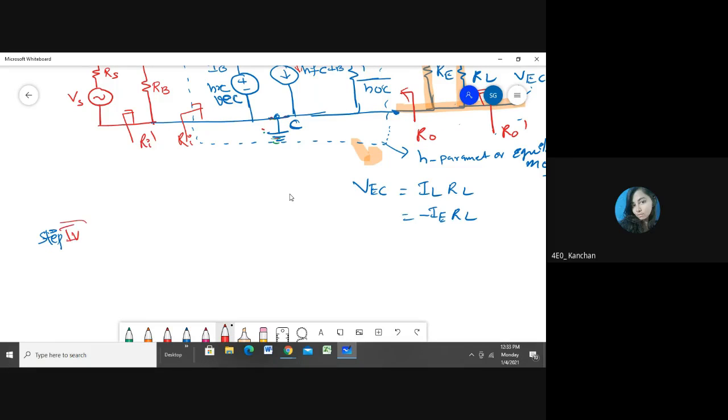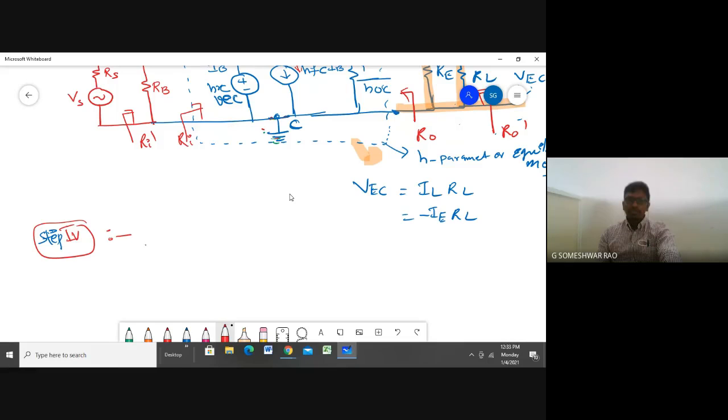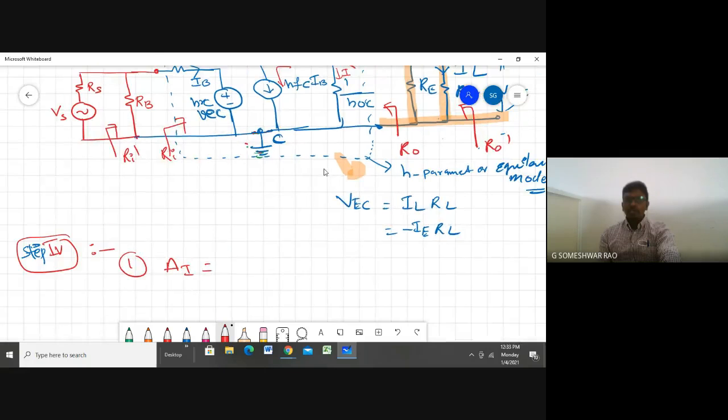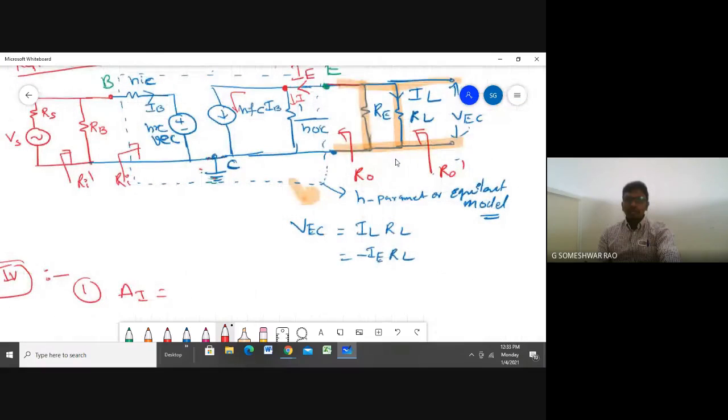Step four. First parameter I am going to calculate is AI. What is the definition for AI? Output current by input current. Which one is output current? IL. By, what is the input current? Input current is nothing but IB. IL by IB. But what do you know about IL? Minus IE by IB. So calculate the ratio of minus IE by IB.